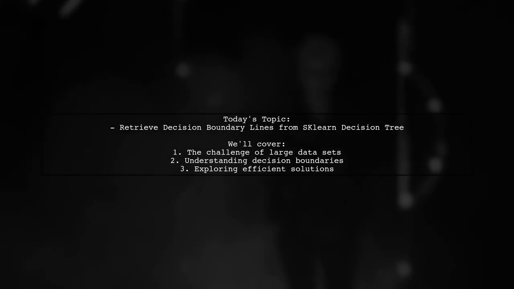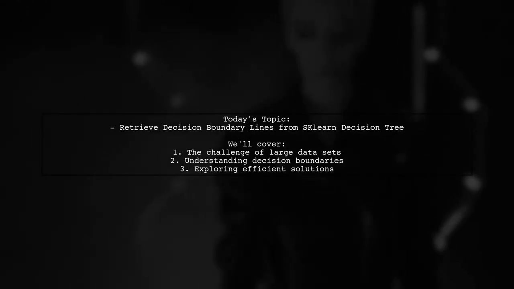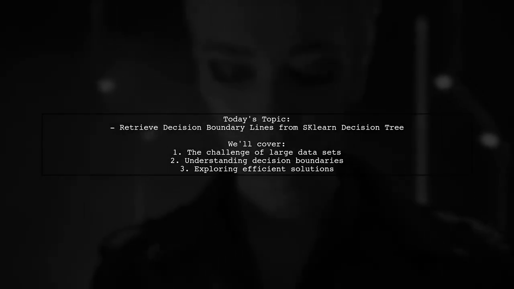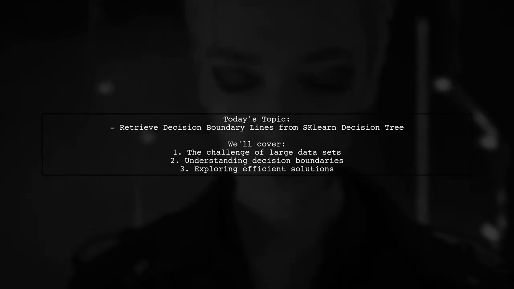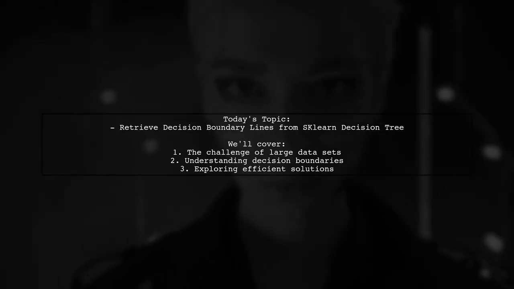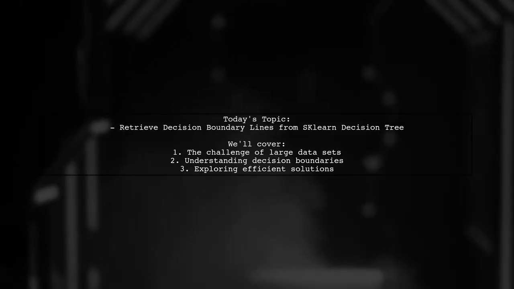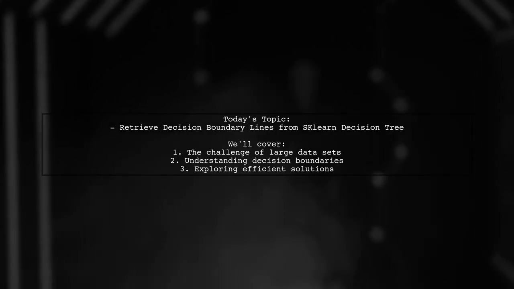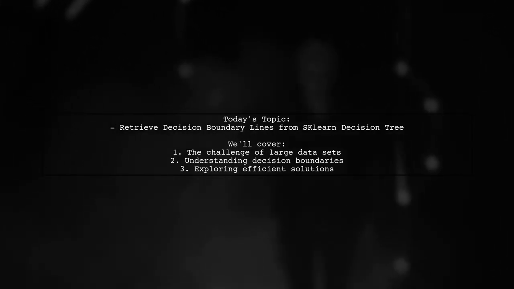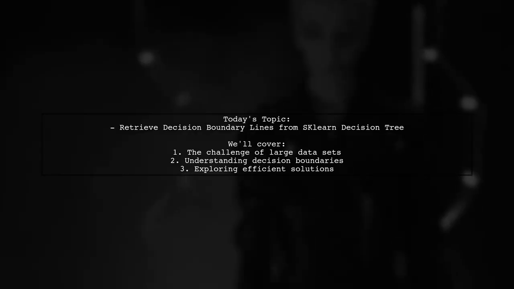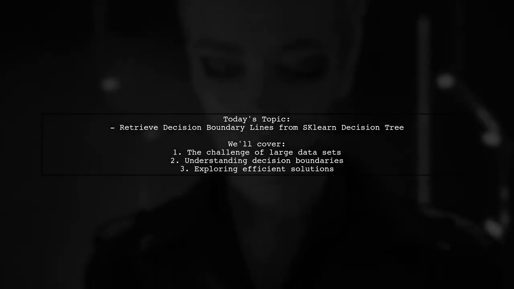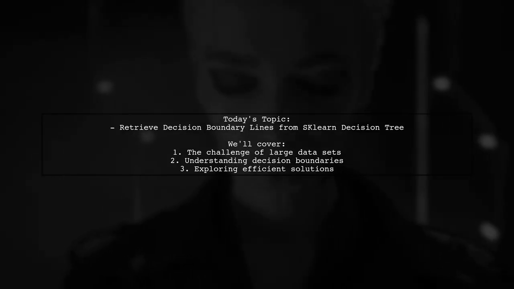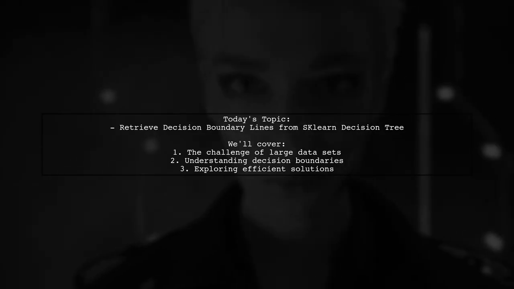Today, we're tackling an intriguing question from a developer working with the Iris dataset and decision trees. They want to create a surface plot for visualization, but are facing challenges with data size and efficiency. Let's dive into their question. How can they retrieve the X and Y coordinates of the decision boundary lines from a Scikit-learn decision tree, rather than iterating across the entire plot?